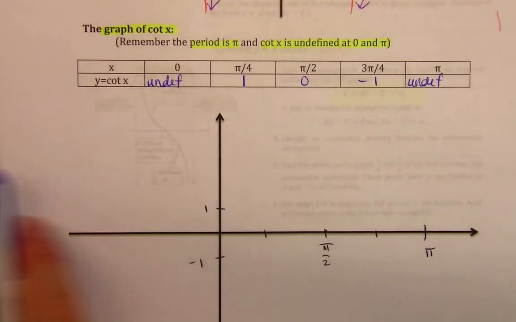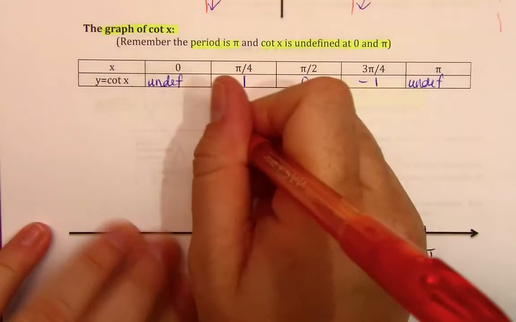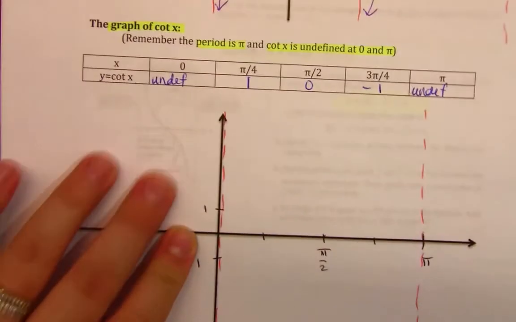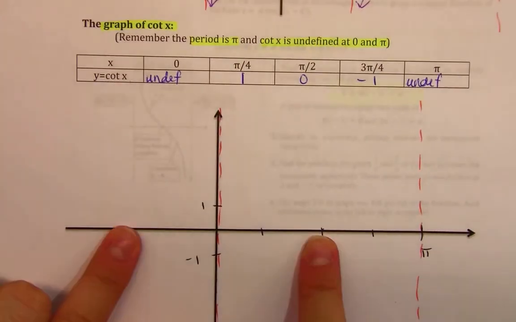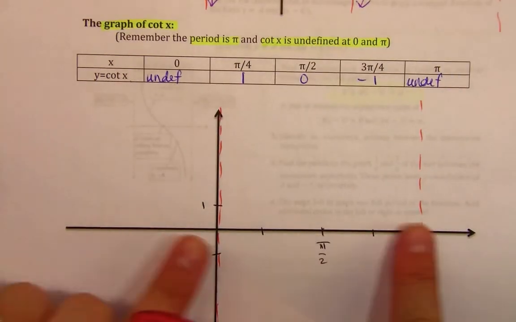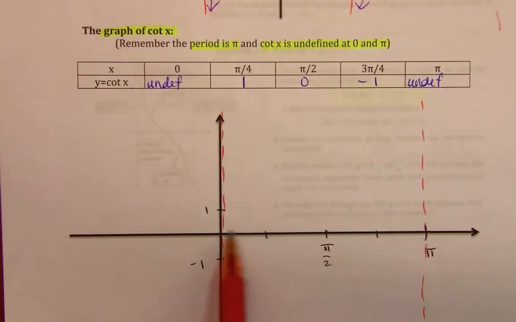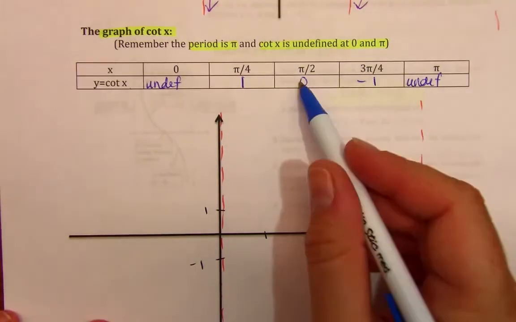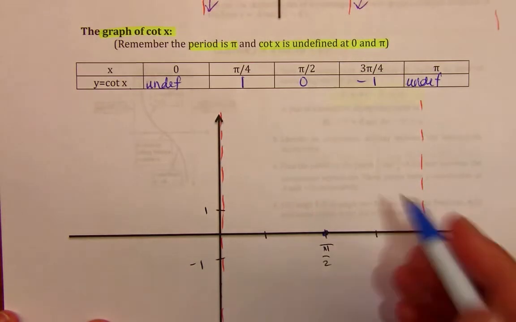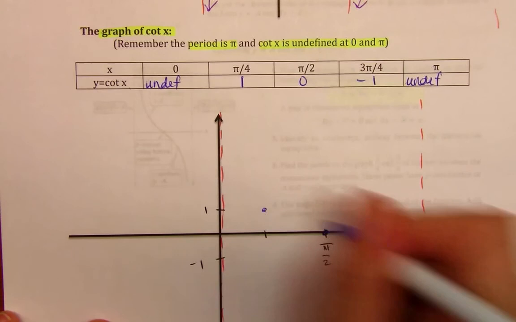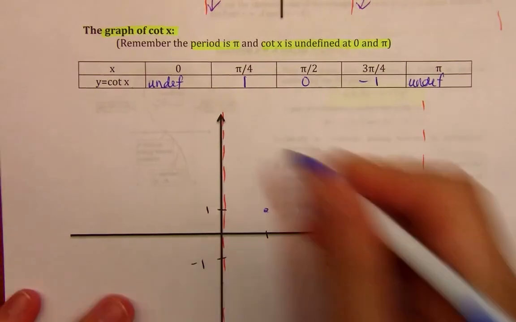So let's go ahead and draw exactly what's happening. At undefined points, we have asymptotes. So cotangent has asymptotes, instead of at negative pi over 2 and positive pi over 2, at 0 and pi. And again, our period length is still pi. And then we can go ahead and draw our graph. So halfway is 0. And instead of starting up over here, it's positive at the first quarter. And then the third quarter is negative.